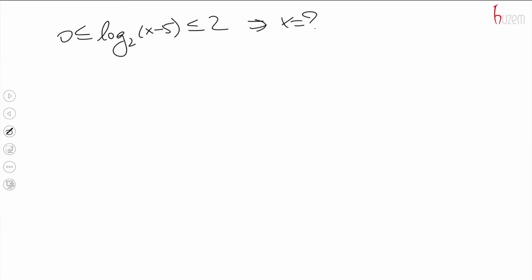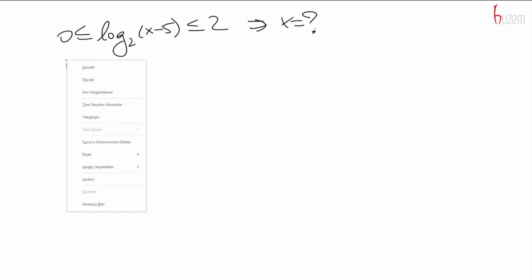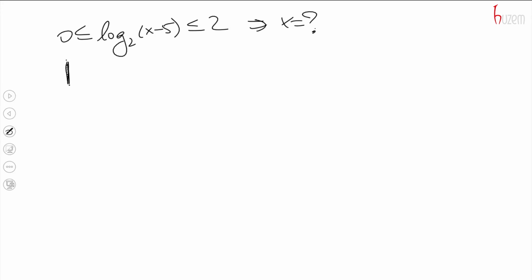Thirdly, we have an inequality, and we need to find an interval for x. Now we have log with base 2 of x minus 5, and this is bounded by 0 and 2. So this means this log is greater than or equal to 0, which means x minus 5 is greater than or equal to 1. This is what we really have.